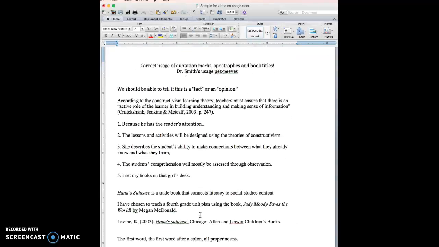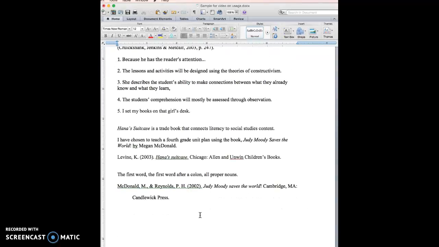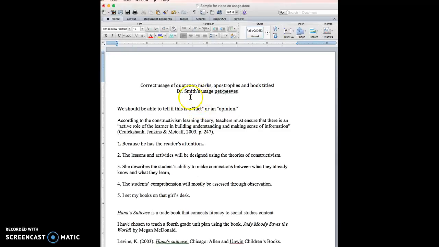Okay, those 3 things will be things that I will be looking for in your paper, all of the papers that you do this semester. If you are making errors in these 3 areas, there will be points deducted from your work. And the expectation is that you will be able to do this correctly. And if you are having problems with it, I would love to sit with you and help you work through it. So good luck, and let's avoid Dr. Smith's usage pet peeves.